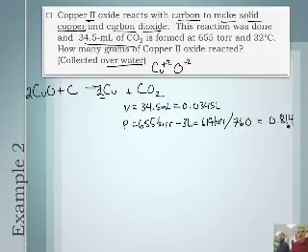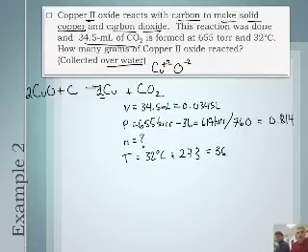0.814. All right, for PV equals nRT, we don't know n, we'll get that, but we do know our temperature. That was 32 degrees Celsius plus 273 is 305 Kelvin. So we have everything to do the ideal gas law.